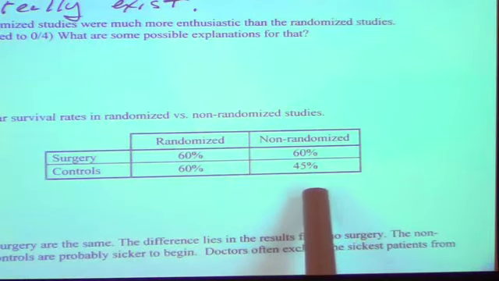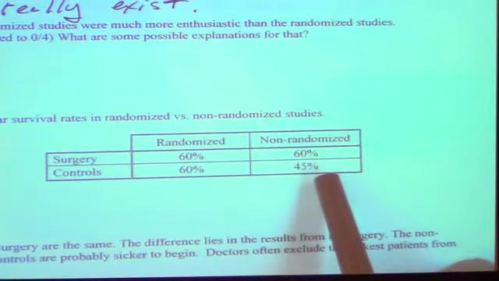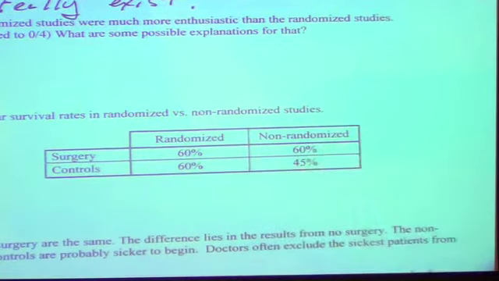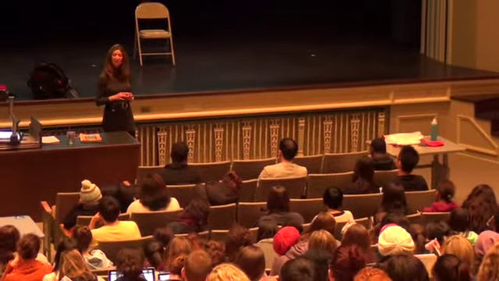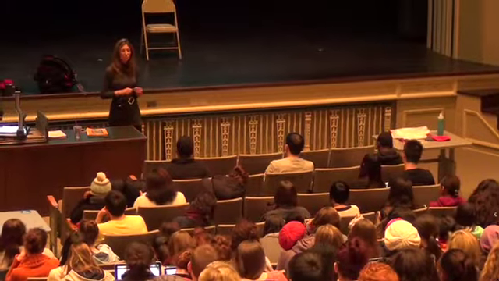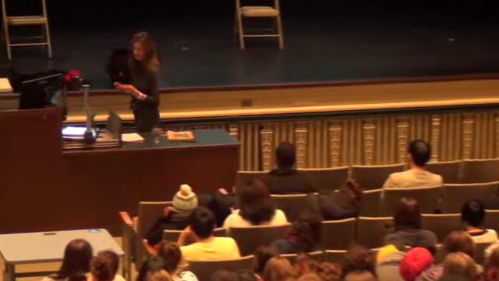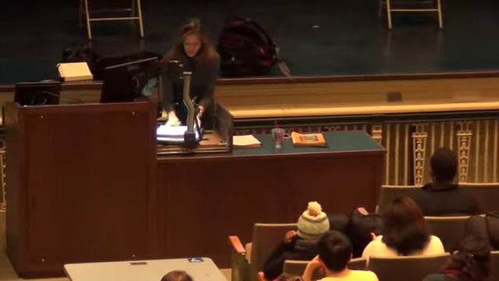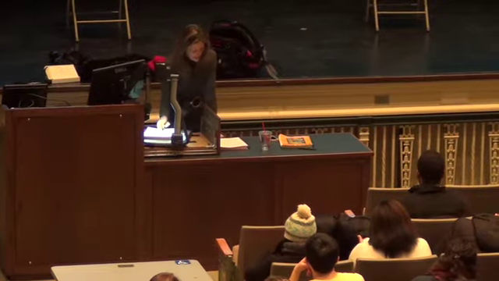So I'm very enthusiastic when I look at these numbers. 60% chance of survival versus 45. And I write, this is the procedure to use. It works so well. Okay? Do you see? Now, what's wrong with that? What did these doctors do?